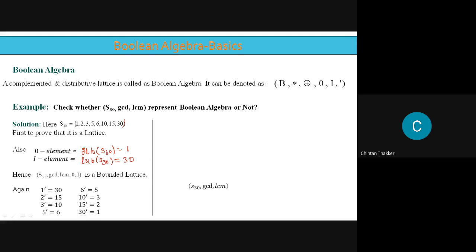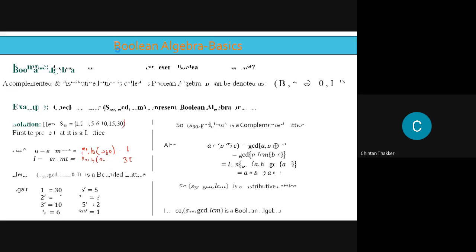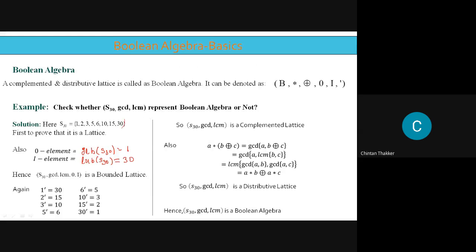So all elements have a complement. Therefore, it is a complemented lattice. Now we have proved all 6 properties. Therefore, S30, GCD, LCM is a Boolean algebra. Okay, so this way we prove the Boolean algebra.